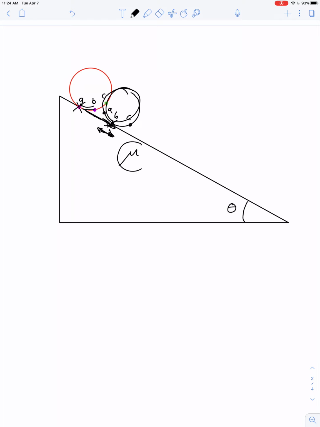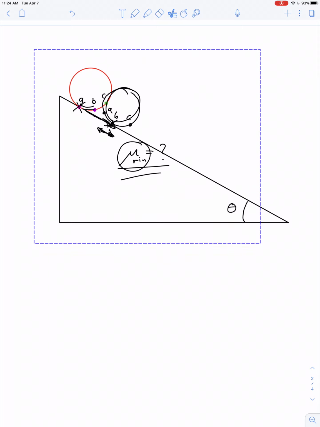So let's see if we can derive an expression that tells us the value of the minimum required coefficient of friction to allow for pure rolling motion. And actually, before we get to the case of rolling downhill, let's go over the case of rolling uphill.